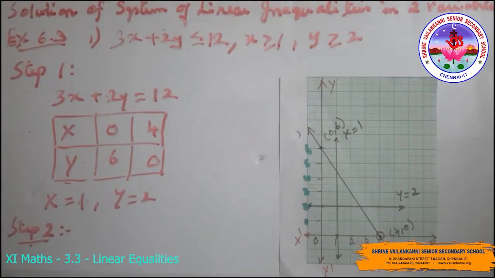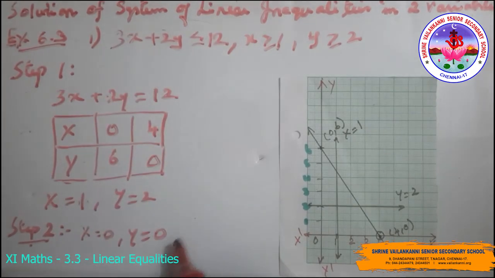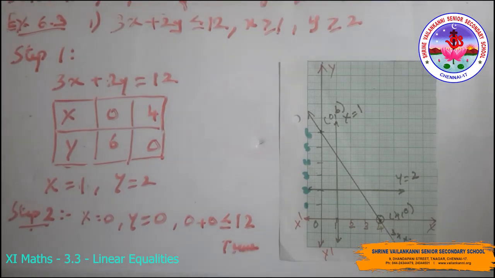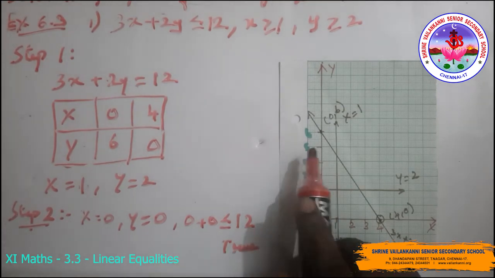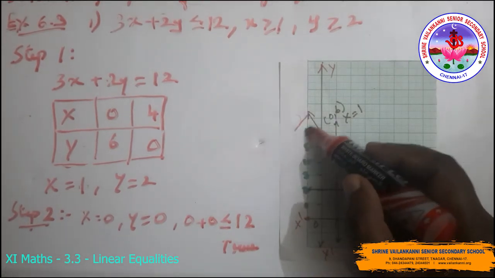Now we have to find the test point, which is our step 2. When x is 0 and y is 0, put them in this inequality. So we get 0 plus 0 is less than or equal to 12. So 0 is less than 12, so it's true. So the first inequality is true, so it lies towards the origin. So we have to shade this part.